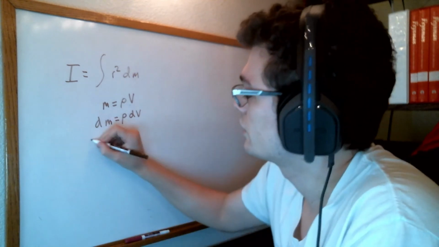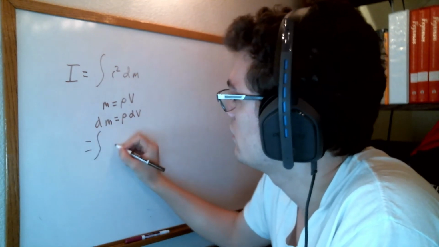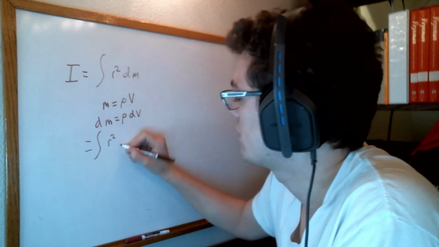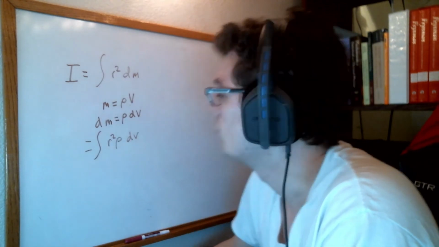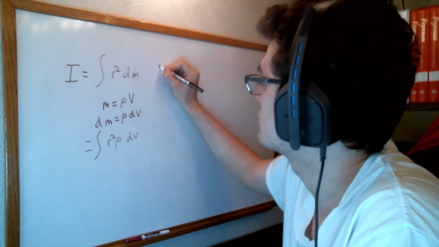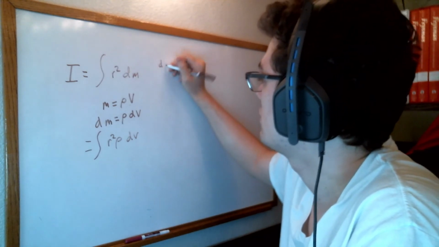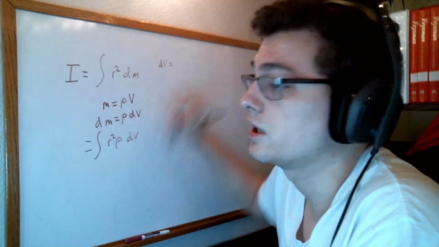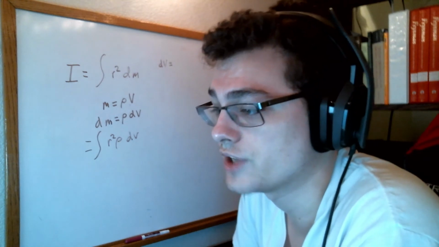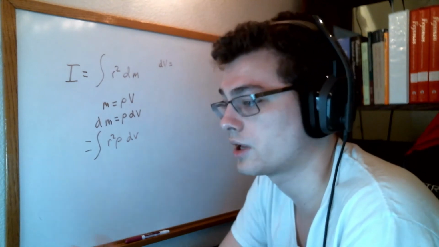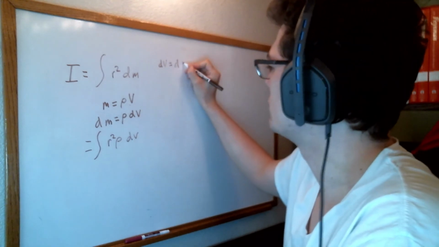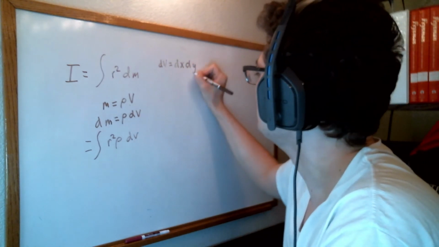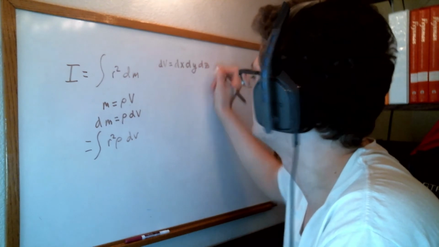And so then we can rewrite our integral as r squared rho dv, where in this case, if we're talking about a spherical object, dv is going to be equal to dx dy dz.